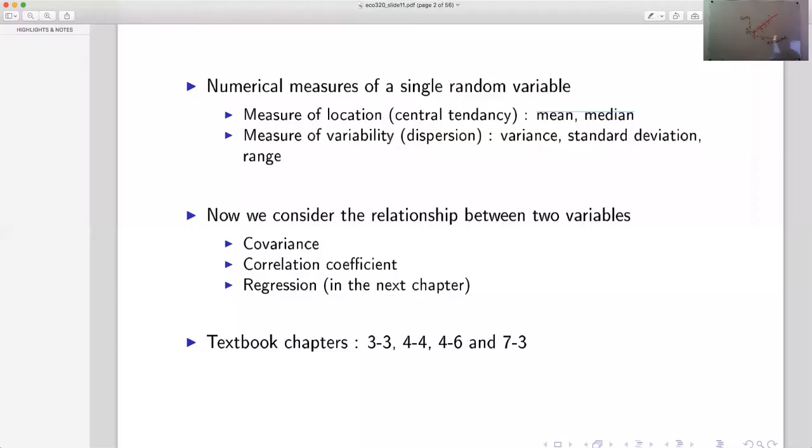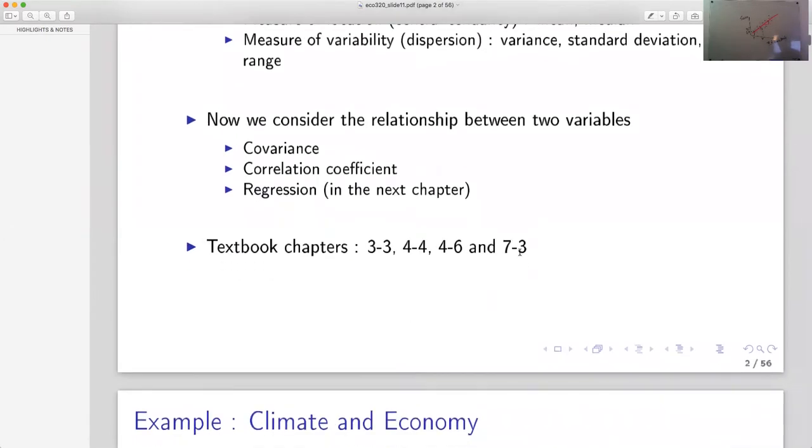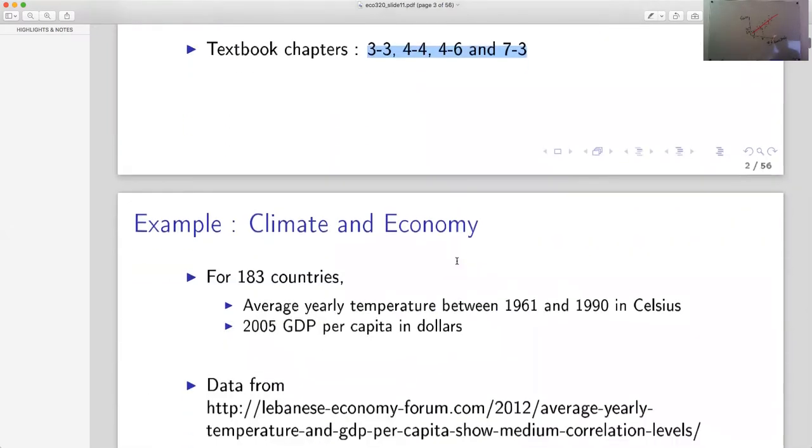Okay, so what you're going to see is these two. First is covariance, and then the correlation coefficient and regression. These three are some of the most important parts in this statistics course, and also very important if you want to write a paper or a draft or a project, etc. The respective chapters might help your understanding, or if you need some more background, please try to read this chapter in your textbook, okay?